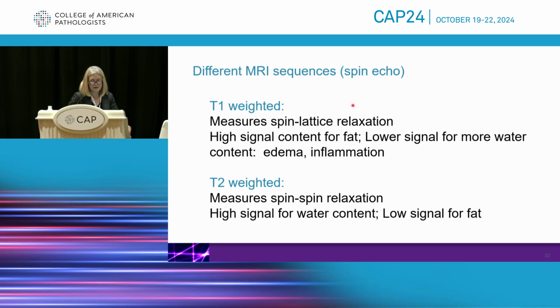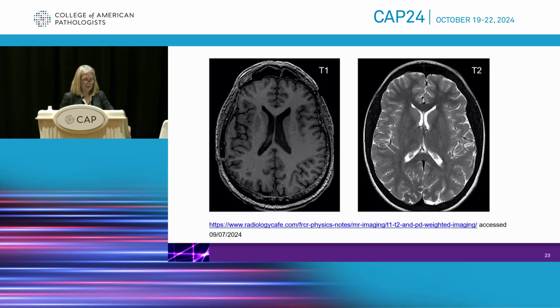When you talk about sequences, this is where the physics gets away from me: spin-lattice and spin-spin relaxation. But the important information is the difference between T1 and T2. These are essentially the workhorses of any series; almost all of them have T1 and T2. T1 shows high signal for fat and a lower signal for tissue that has a higher water content. In T2, that relationship is reversed, so you get a very high or bright signal for anything that has a high water content and a low signal for fat. So this information should be complementary.